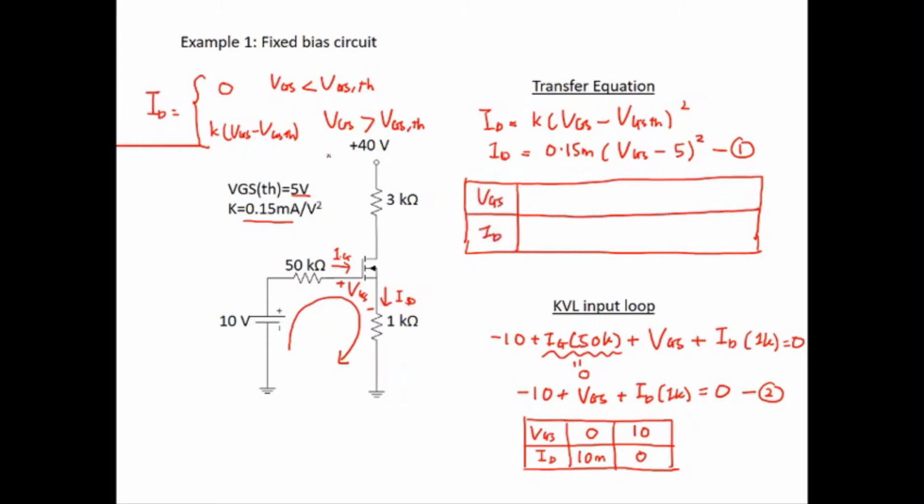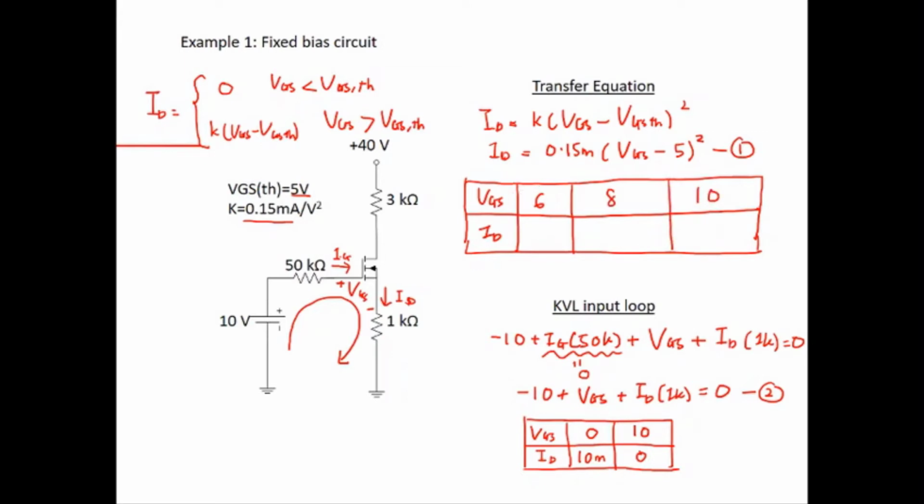So you need to start from a point above the threshold voltage. The threshold is 5, so let's start with 6. And then the maximum we put is 10. So we have 6, 8 and 10 volts.